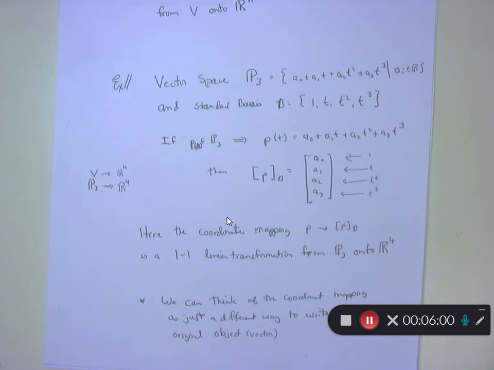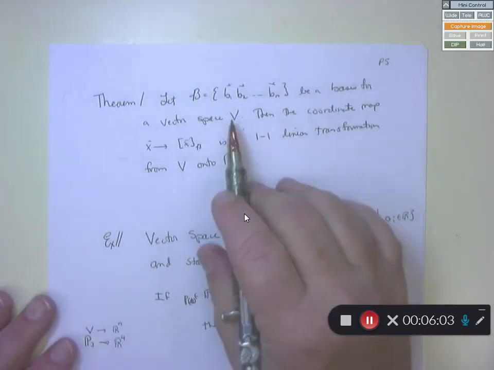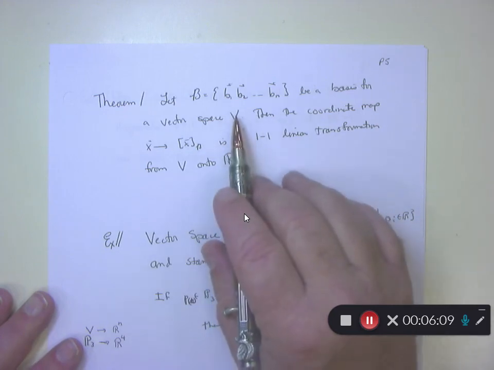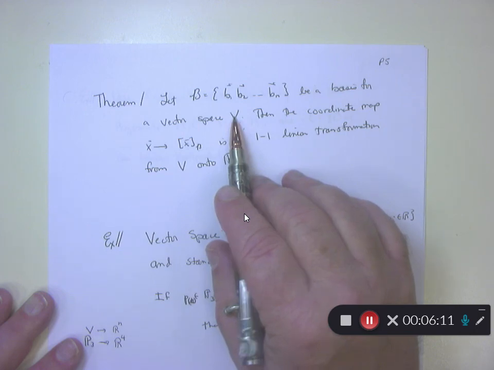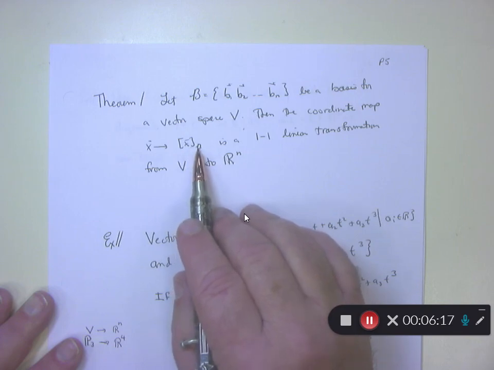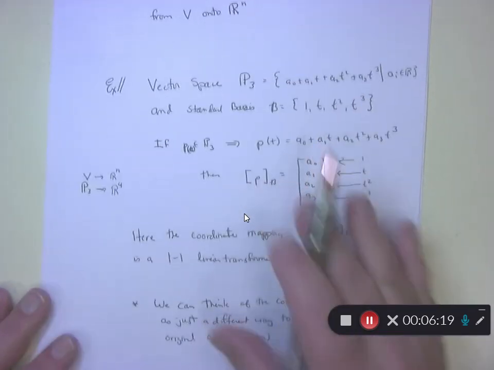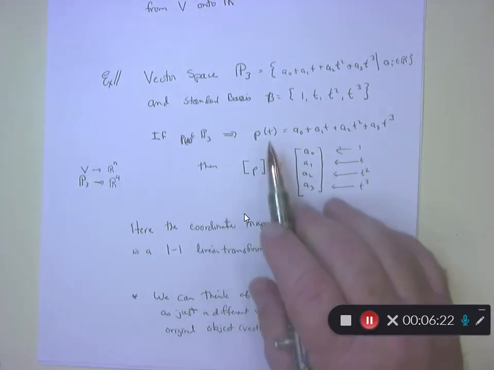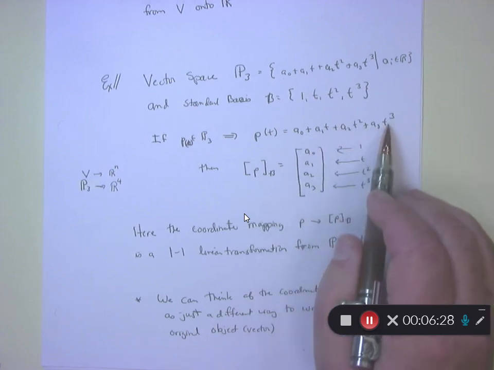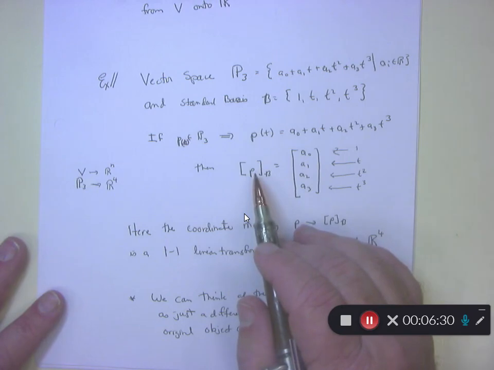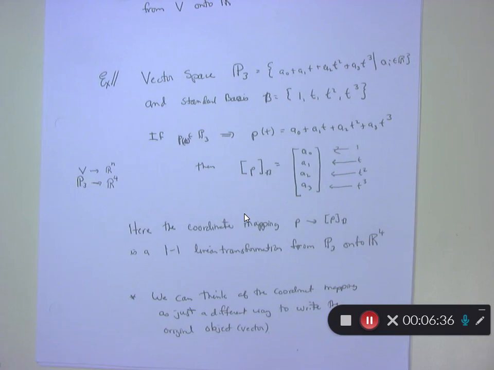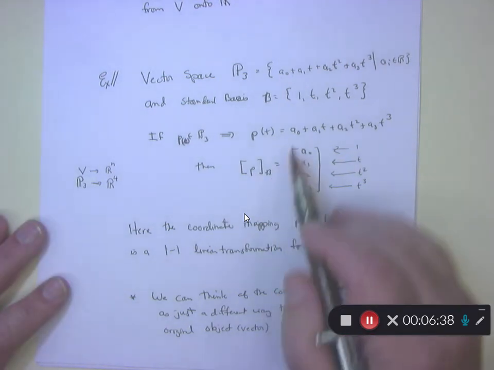Well, here's the trick. This theorem back here says that there is a correspondence. This is what you need for all these vector spaces. There is a correspondence from whatever vector space I'm playing with to the coordinate vectors, where remember, coordinate vectors are relative to a certain basis. So just to show you this example, here's p of t, a0 plus a1t plus a2t squared plus a3t cubed.